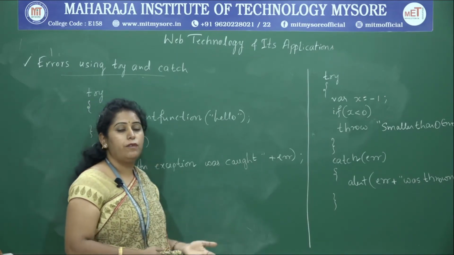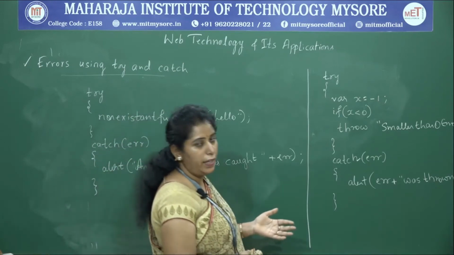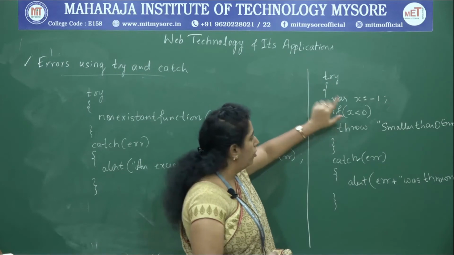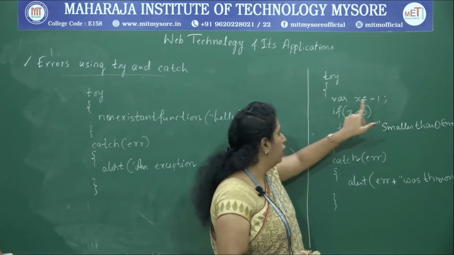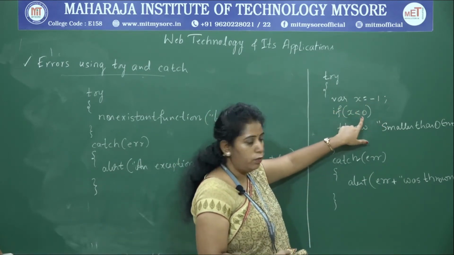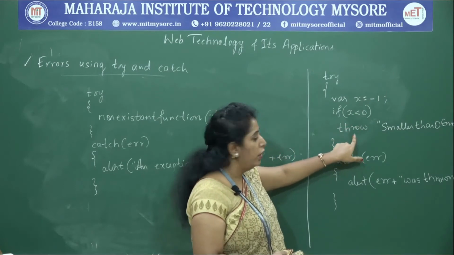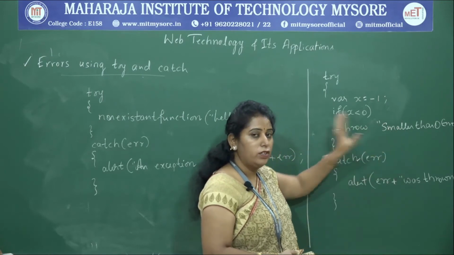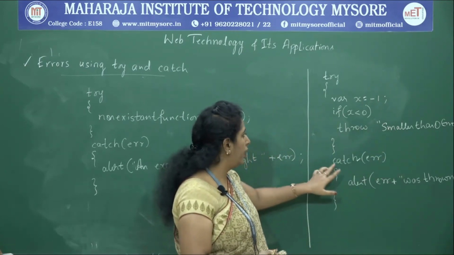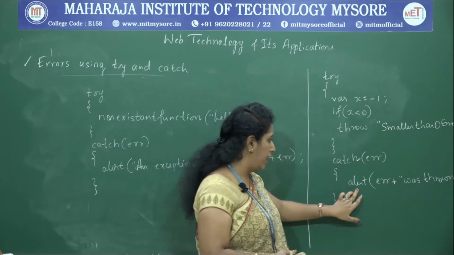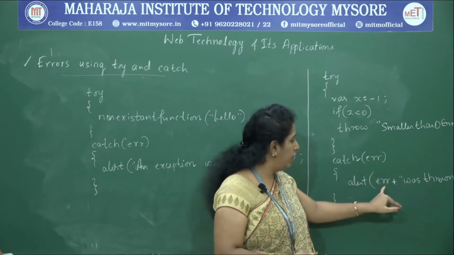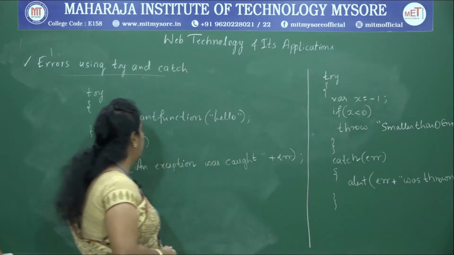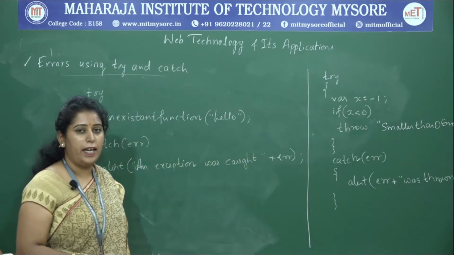We can also define a user defined try and catch block in this way. So what is that? Try for x value minus 1. If x value is less than 0, what should it throw? It should throw that smaller than 0 is an error. So this is one simple example. Then it goes to catch and it alerts, this error was thrown. Okay, so this is one example of illustrating try and catch.